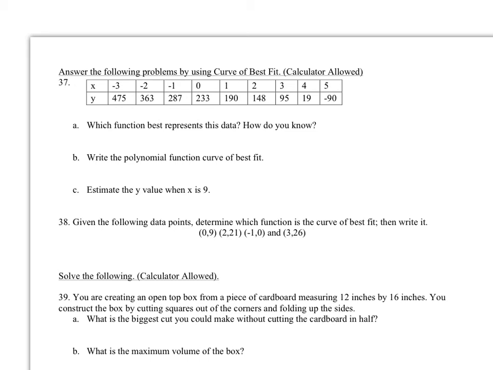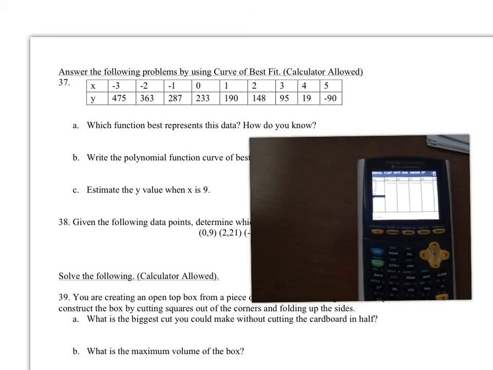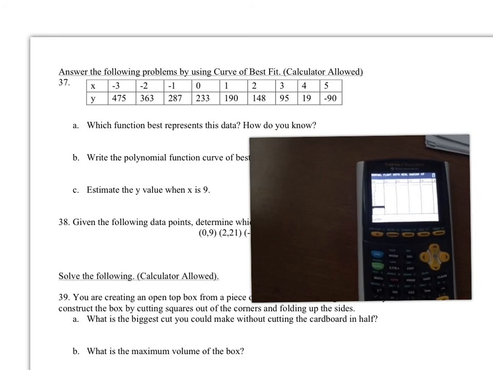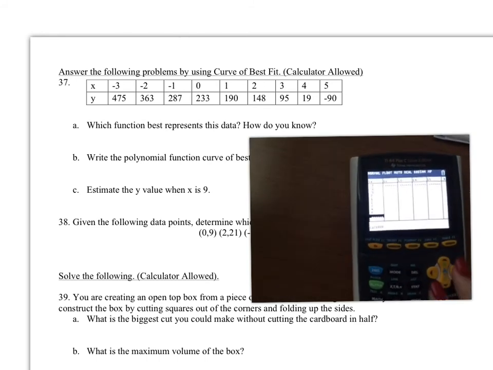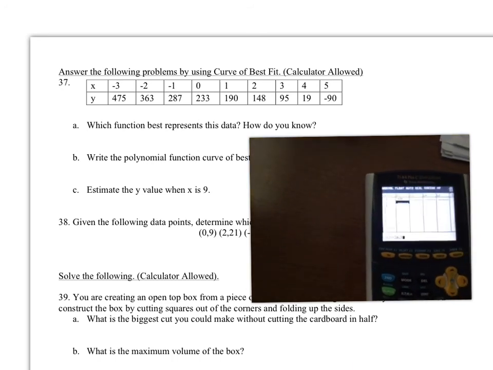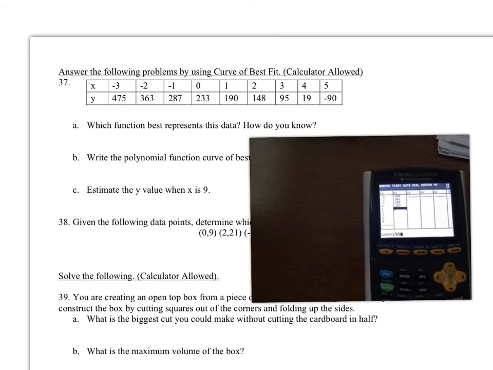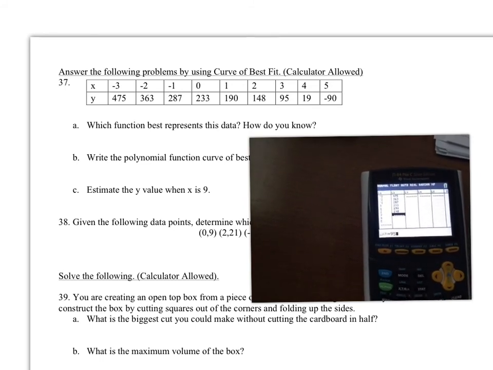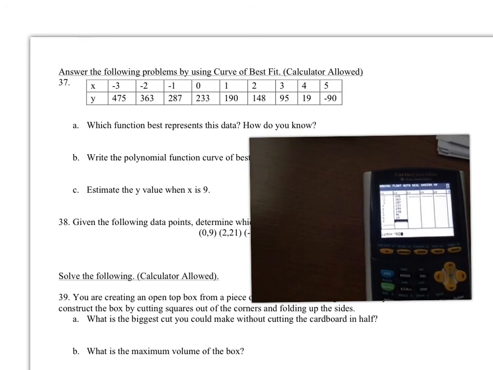It says, which data function best represents this data? So I have to type this data in. I'm going to press stat, enter, and in L1 I'm going to type in my x values: -3, -2, -1, 0, 1, 2, 3, 4, 5. And I'm going to type in my y values: 475, 363, 287, 233, 190, 148, 95, 19, and -90.